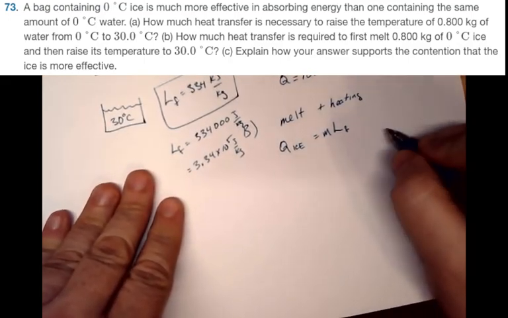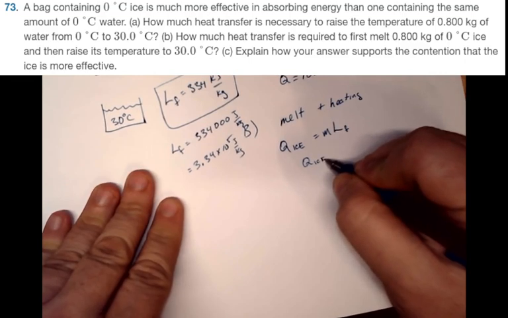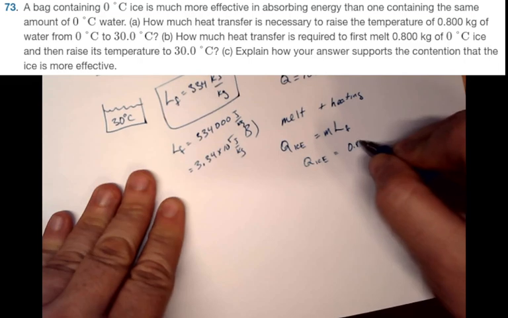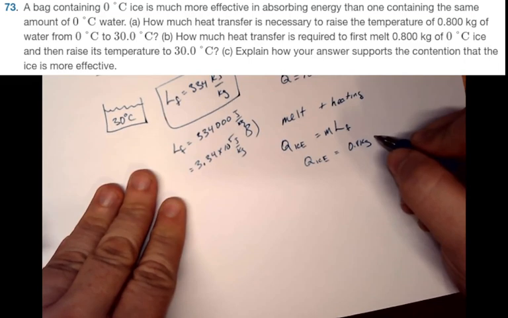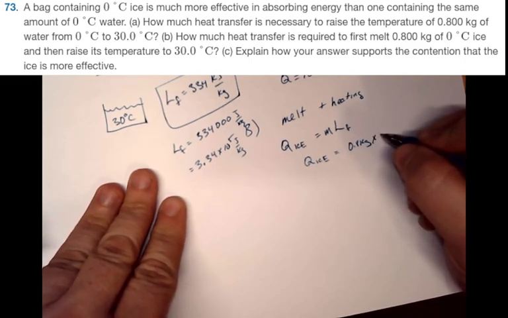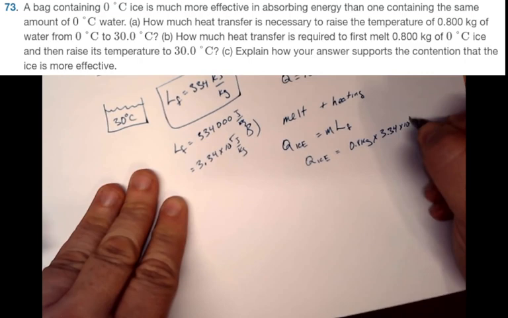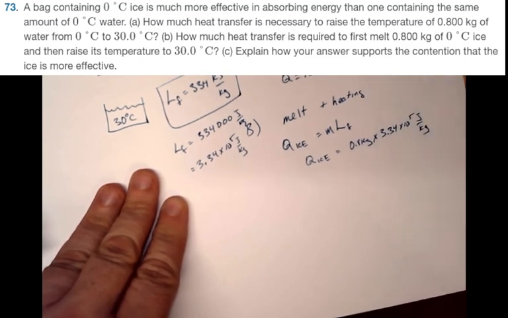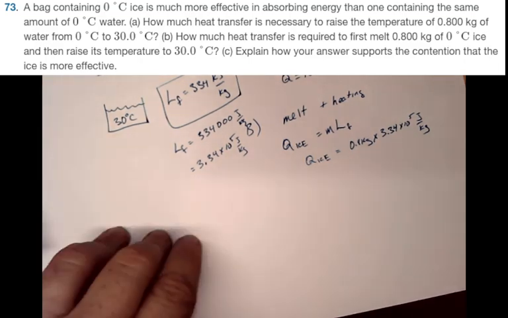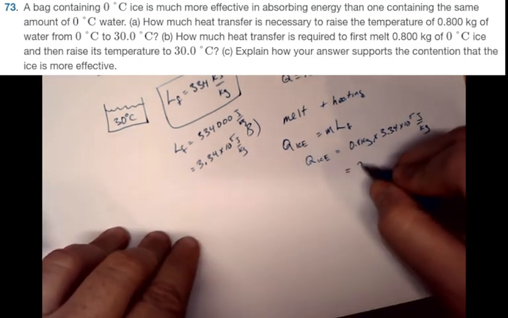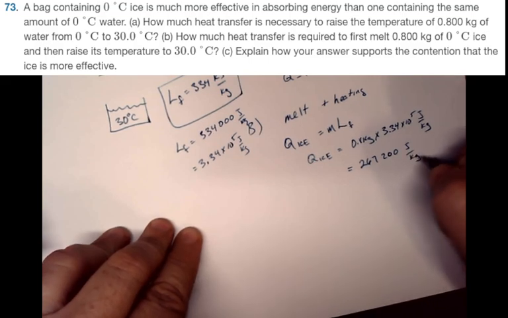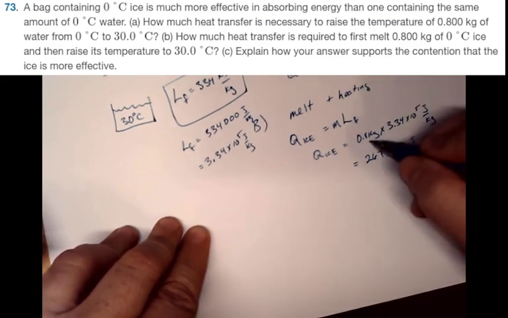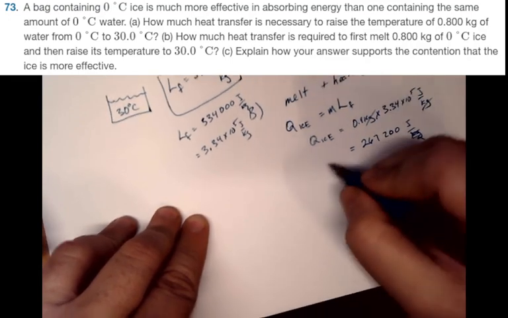So, to melt the ice, we're going to have 0.8 kilograms times 3.34 times 10 to the 5 joules per kilogram. And we'll calculate that. And I get 267,200 joules per kilogram. Sorry, not per kilogram. Kilograms cancel. And I get joules. So this is for the ice.